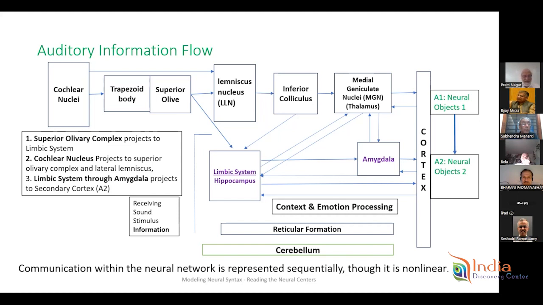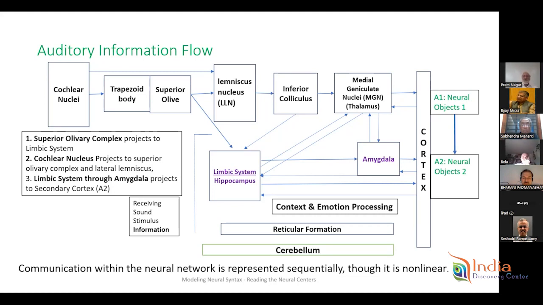The lateral lemniscus gathers input from various auditory nuclei and relays information to the inferior colliculus, and the inferior colliculus projects to the medial geniculate nuclei, the MGN, which is the relay center in the thalamus that acts as a relay between the inferior colliculus and auditory cortex, and it filters and processes various sound features before transmitting to the cortical areas.